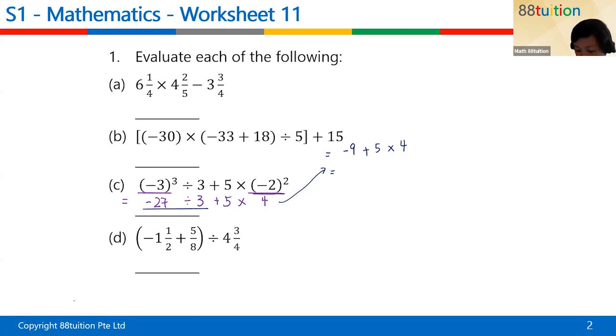All of them know this. So I want to start doing this. 20, because the multiply must do first, okay? And then I get down to 11. Yes, this is my answer.